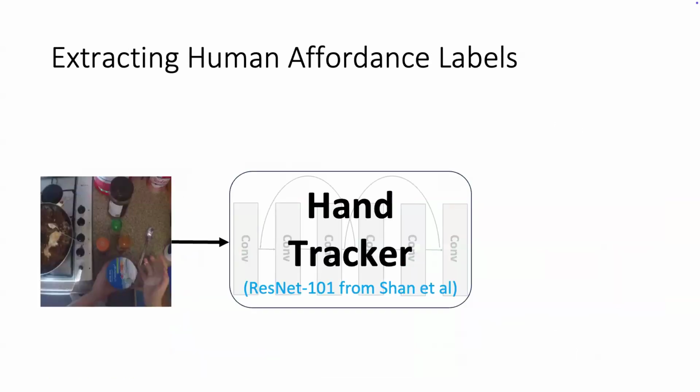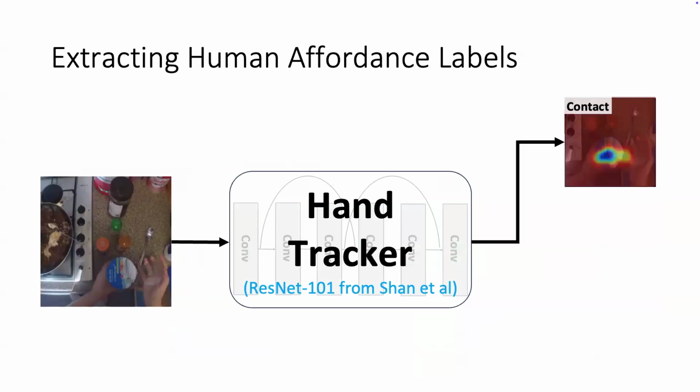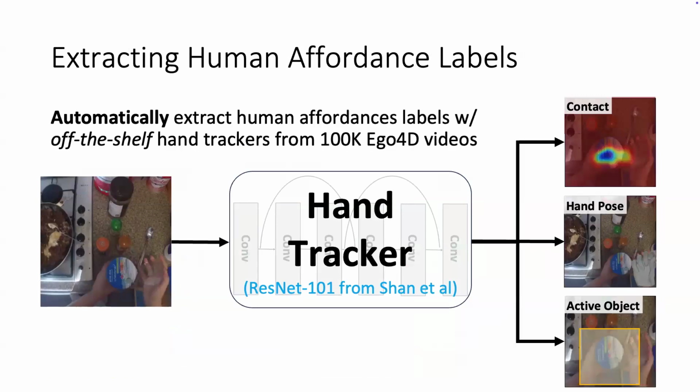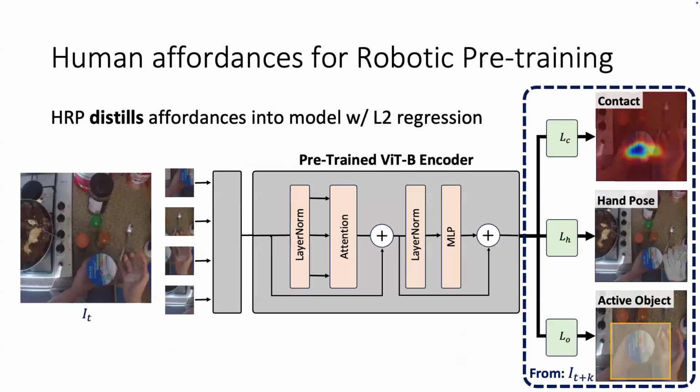With this simple experiment, we first take the EI4AS data, run a hand tracker on it, and predict the contact points, hand poses, and active objects. This becomes the ground truth data for the training. Then we take the pre-trained model and fine-tune it with this task of contact, hand pose, and active object. We are not going to train all the layers. We keep a few layers frozen, and we only learn the layer norm layers on top of it.